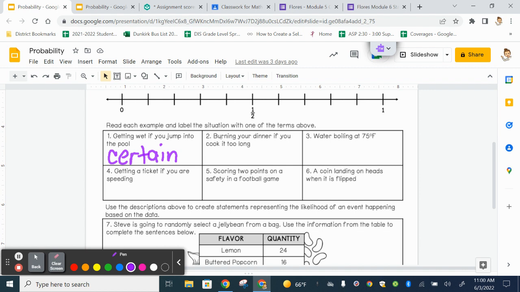What are the odds that you burn your dinner if you cook it too long? Well, is it for sure 100% going to happen? Because I know people who have cooked their dinner too long and it didn't burn, it just gets a little yucky. So, is it certain? It's not certain, but is it most likely to happen? Probably. So, we're going to say that that is likely.